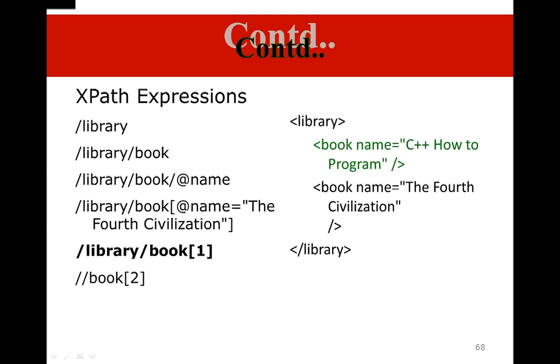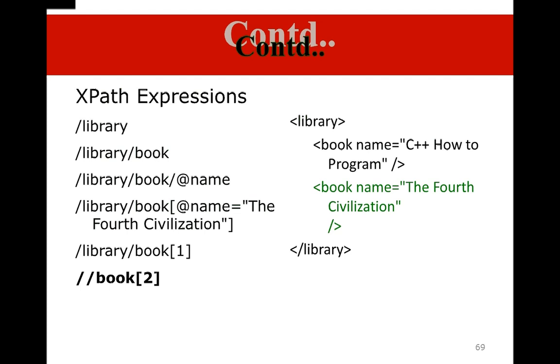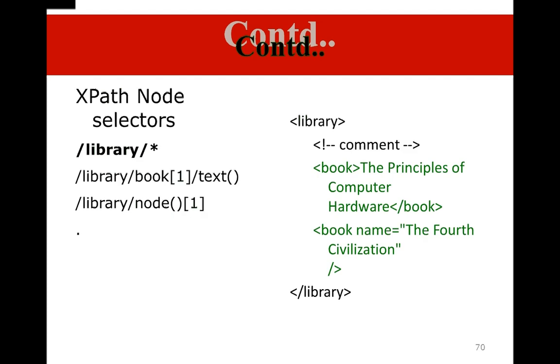In the same way, when you want to highlight the first occurrence of book in the library tag, you can do it with the help of an index also, like our array index. In library, the first occurrence of the book is selected. Now the second one is /book[2], meaning that wherever the book element occurs in the XML, the second occurrence of the book is highlighted. It could be outside the library or inside the library tag. Irrespective of the occurrence of book, the second occurrence of the book is highlighted here.